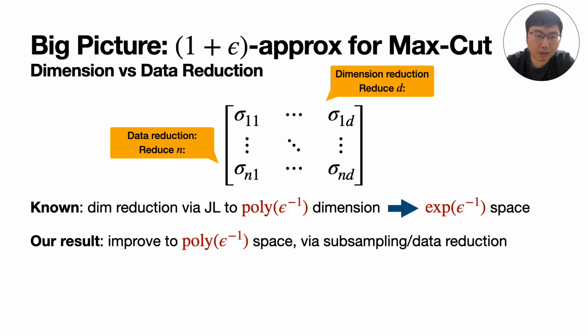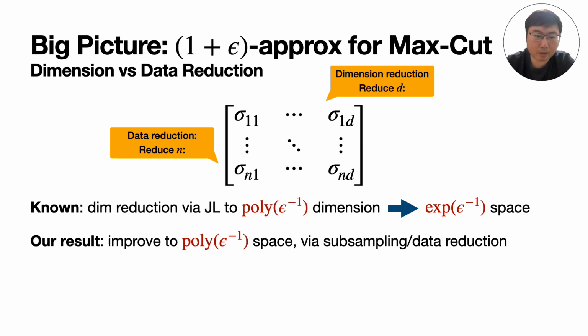Then comes our study for max cut. In fact, for max cut, it is already possible to obtain a 1 plus epsilon approximation using a dimension reduction result, combined with the previously mentioned exponential in D space 1 plus epsilon approximation streaming algorithm, one can obtain a poly D space algorithm. However, this only gives a space exponential in 1 over epsilon, because exponential in D is exponential in poly 1 over epsilon. Our result, on the other hand, achieves the same 1 plus epsilon approximation while only using poly 1 over epsilon space.